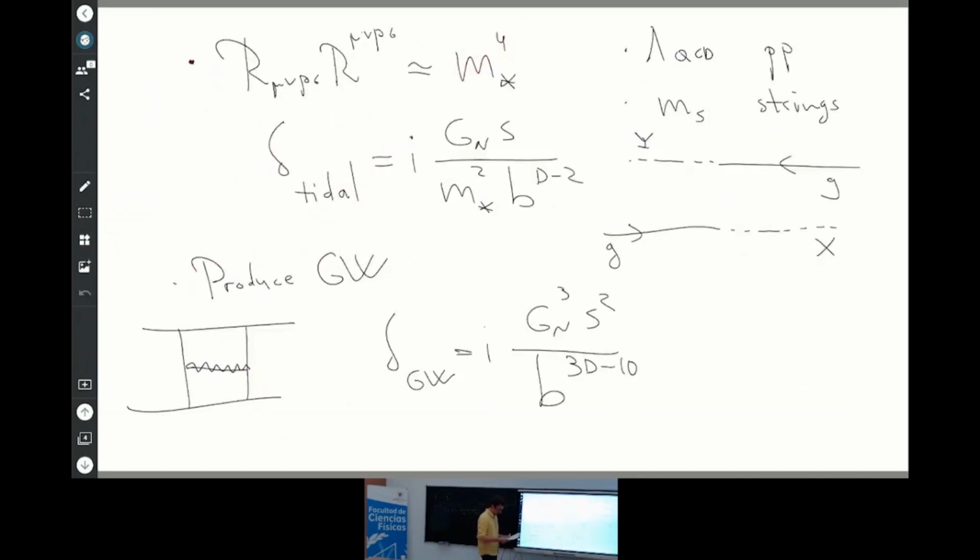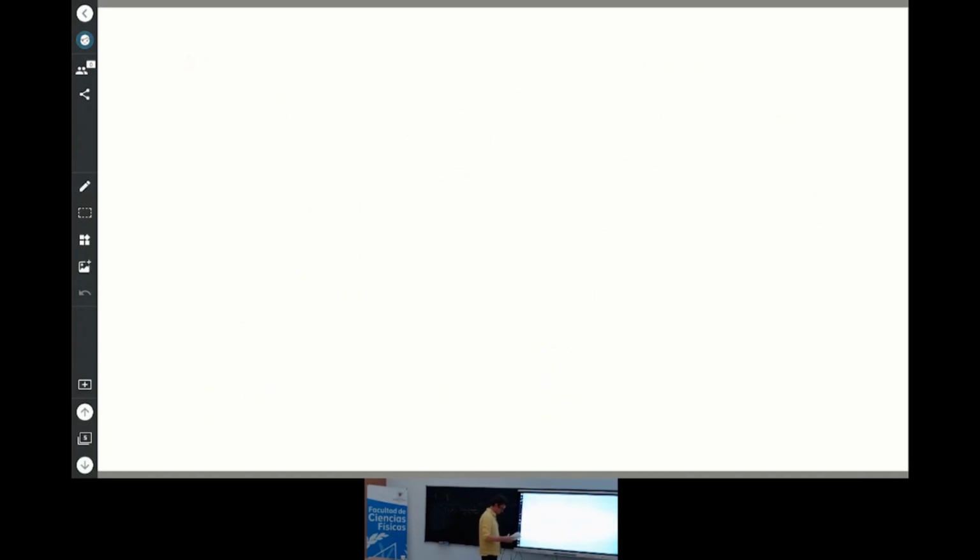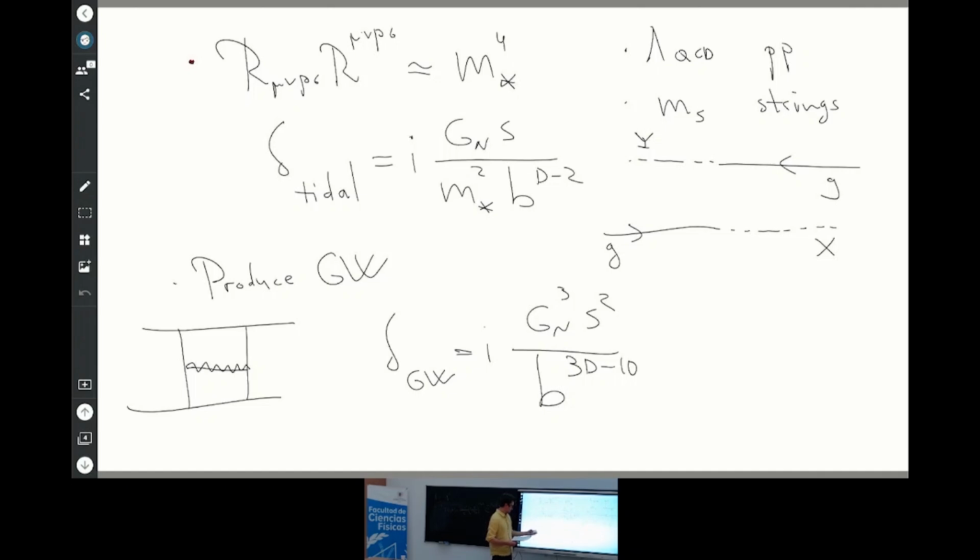Now, I want to make, how much time do I have? Okay, perfect. I want to make another comment, and a few comments, and then finish. So the first comment is the following. If I want to trust this computation of this gravity wave based on this analysis, in principle, I need to evaluate this invariant at the relevant impact parameters and check that it's much smaller than the Planck length.